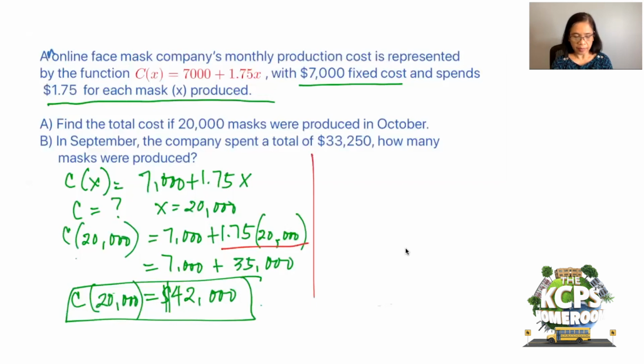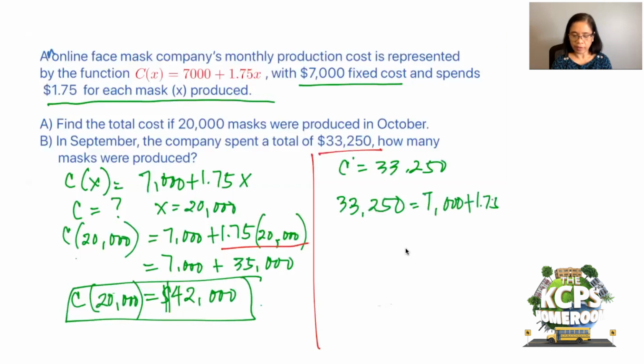In the second item, we're given that if in September, the company spent 33,250, how many masks were produced? So we're given that the cost C is 33,250. So this means that we just equate the function. This is 7,000 plus 1.75x. Okay, then we solve for x.